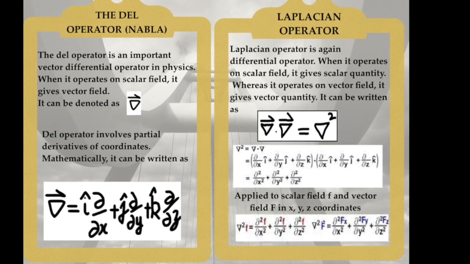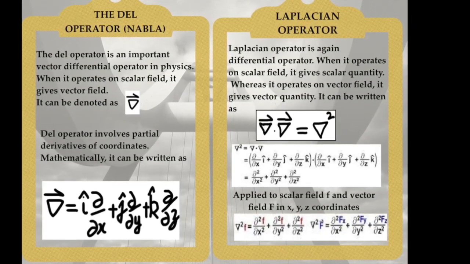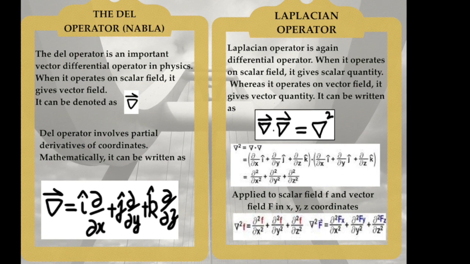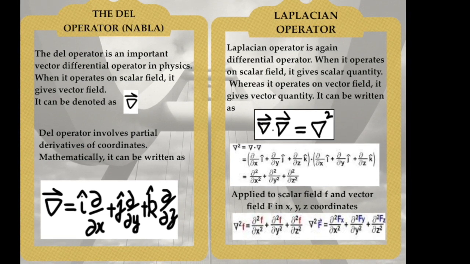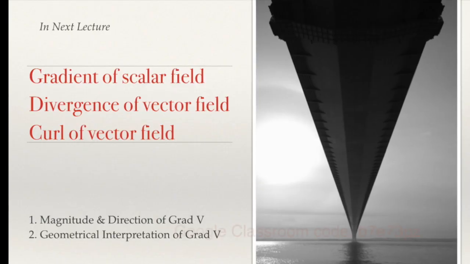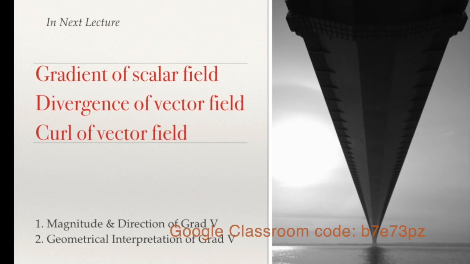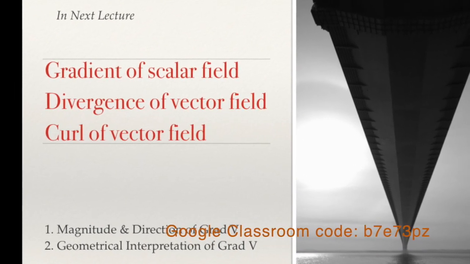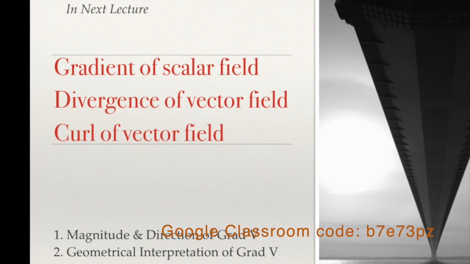When it is applied on a scalar field, it gives a scalar quantity. When it is applied on a vector field, it gives a vector quantity. In the next lecture, we solve the gradient of a scalar field, the divergence of a vector field, and the curl of a vector field.